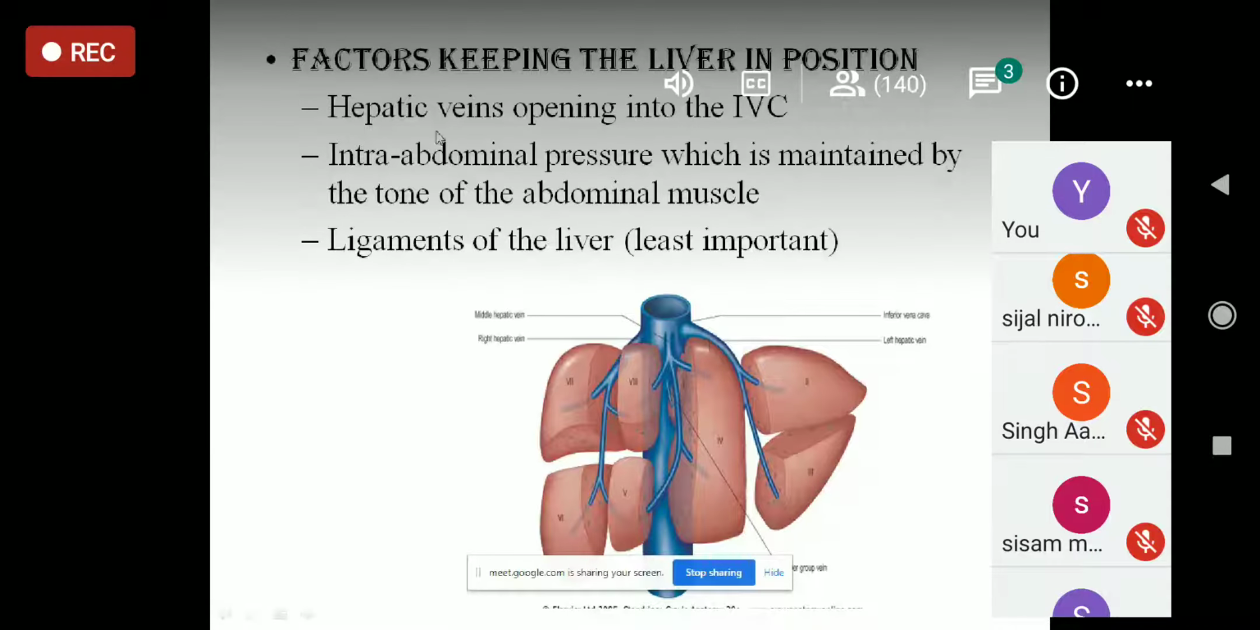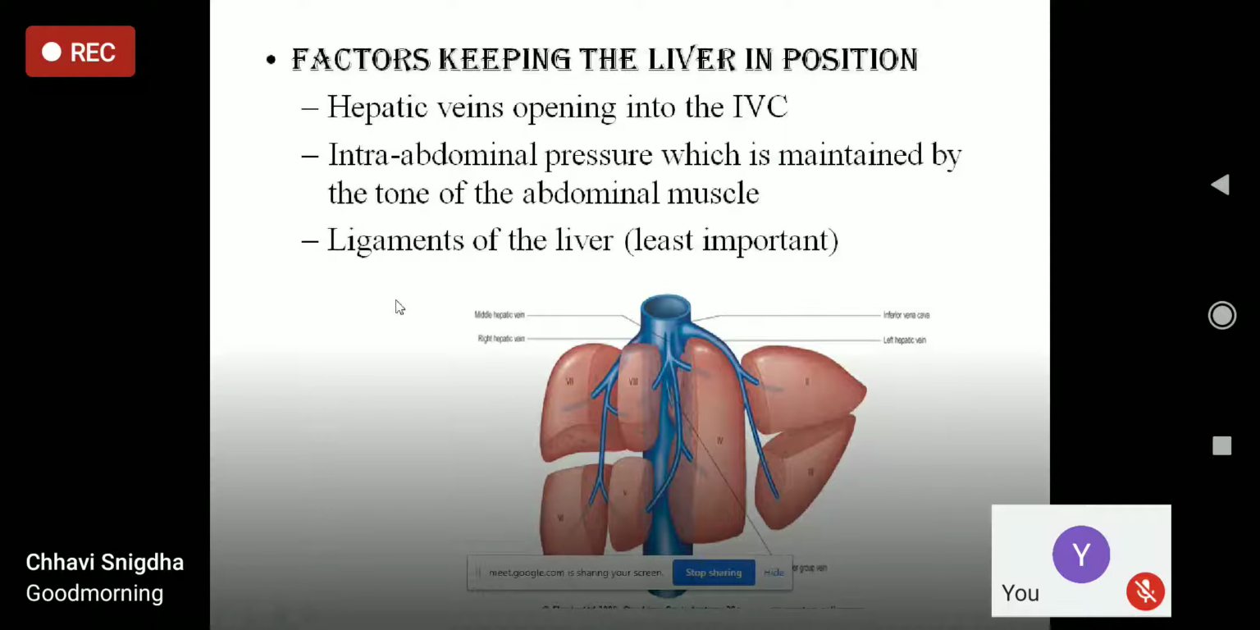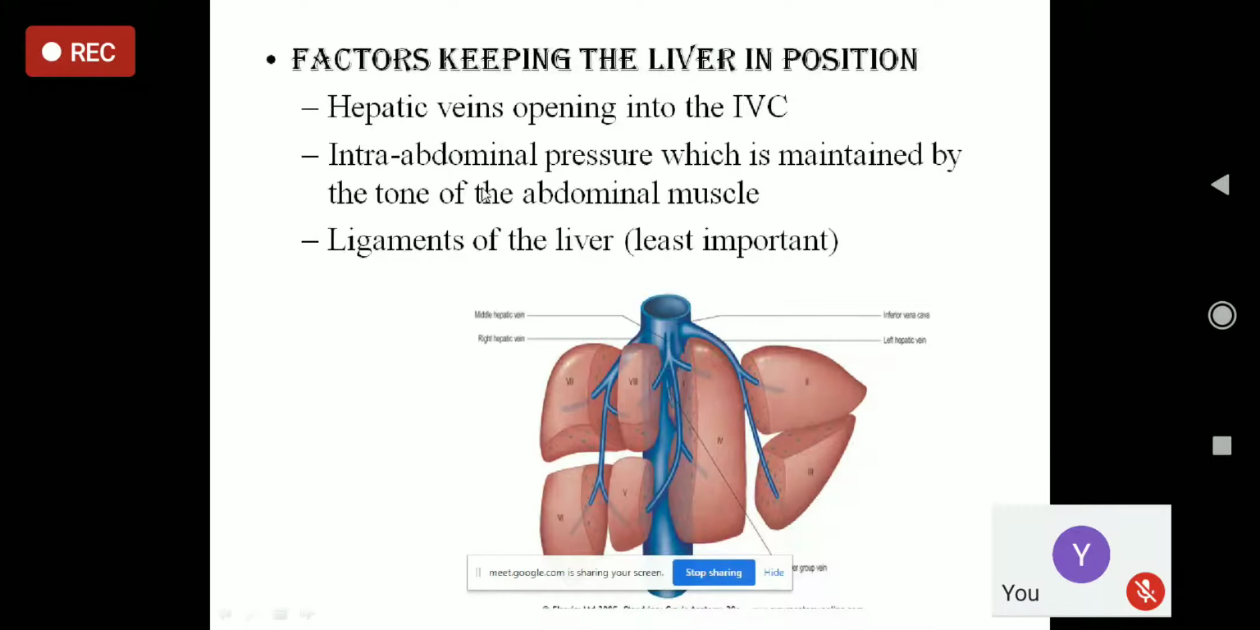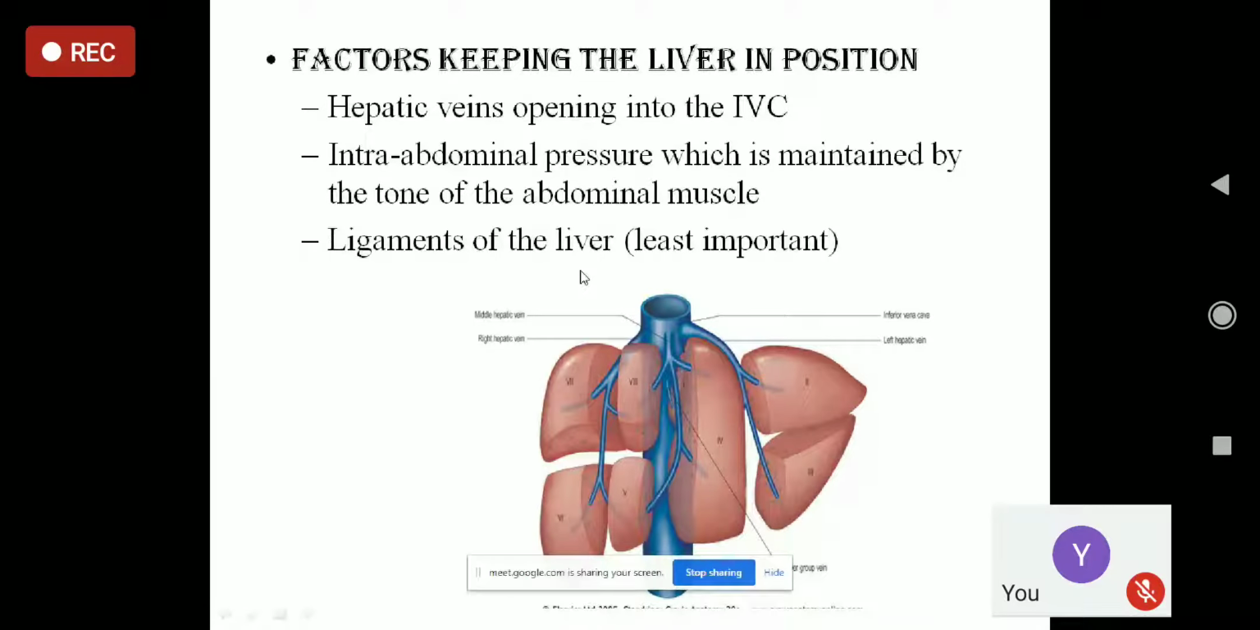After that, you have to say intra-abdominal pressure, which is maintained by the tone of the abdominal muscles. And the last one, which is not so important, is the ligaments of the liver. But what you people do is first say ligaments of the liver. No, first you have to say hepatic veins opening into the inferior vena cava. After that, intra-abdominal pressure and ligaments of the liver.